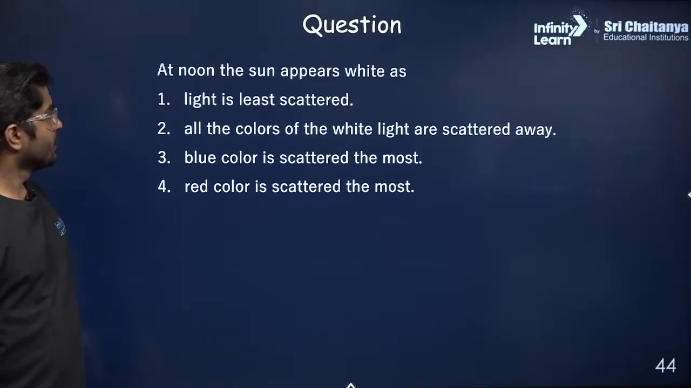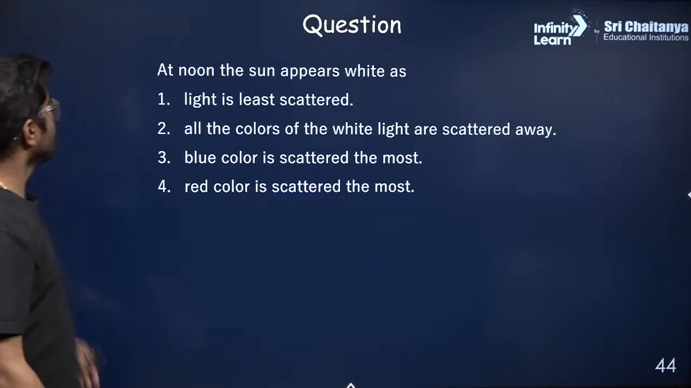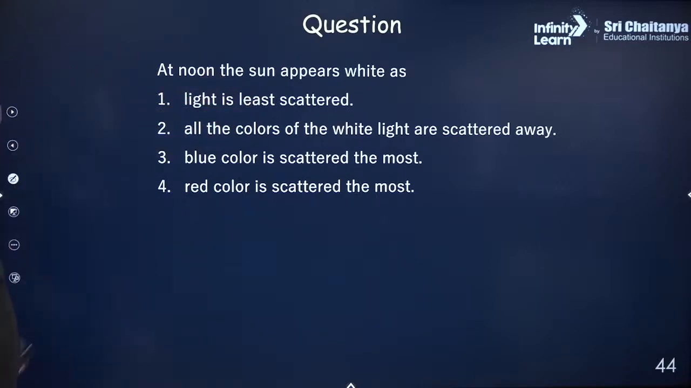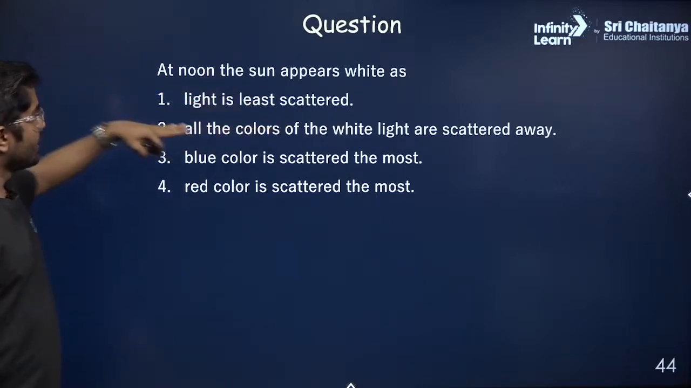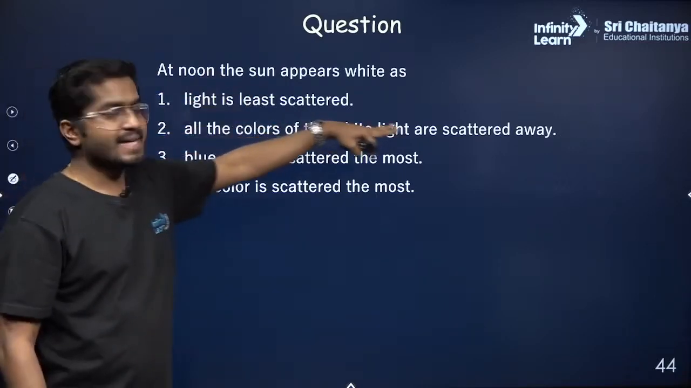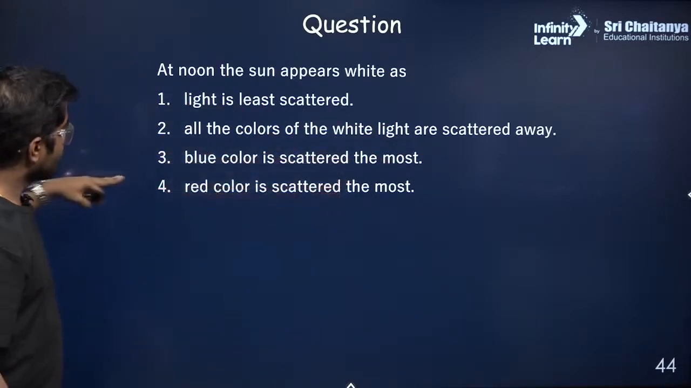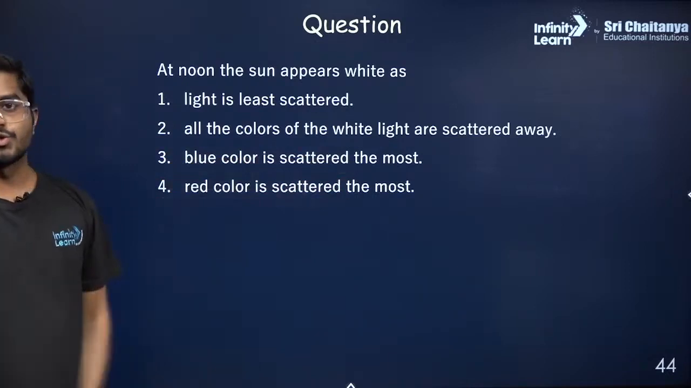Okay. All right. At noon the sun appears white because light is least scattered. All the colors of the white light are scattered away. Blue color is scattered the most. Red color is scattered the most. What do you think?